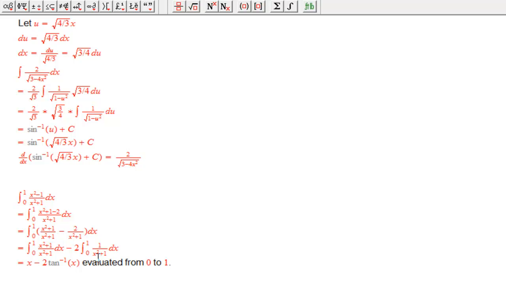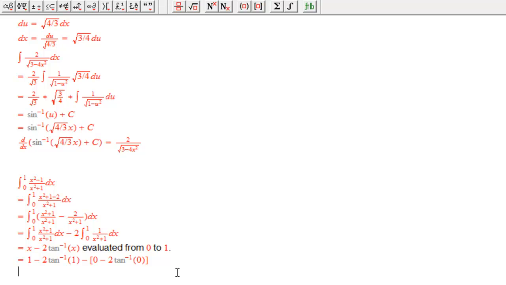Okay, so that means we have 1 minus 2 times inverse tangent of 1 minus, I'm going to put this in brackets here, minus what I get when I plug in 0. I get 0 minus 2 inverse tangent of 0. Okay, so that's 1 minus 2 times inverse tangent of 1.